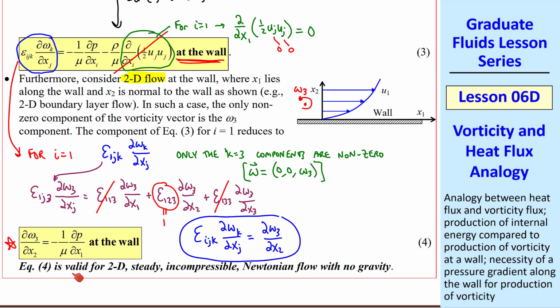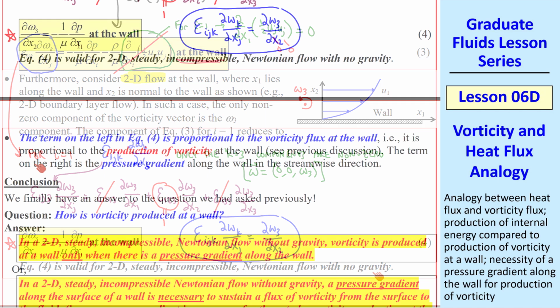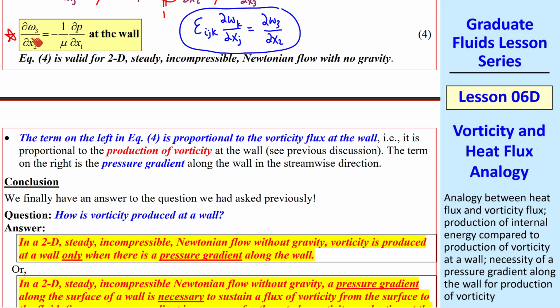And keep in mind that equation 4 is valid for 2D steady incompressible Newtonian flow with no gravity. As we discussed in our analogy, this term on the left is proportional to the vorticity flux at the wall, which is proportional to the production of vorticity at the wall. The term on the right is proportional to the pressure gradient along the wall, since x1 is defined here as along the wall, in other words, the streamwise direction. If you prefer to work in xyz coordinates, equation 4 can be written ∂ωz/∂y is minus 1 over mu ∂p/∂x. This is the notation we typically use when talking about boundary layers.